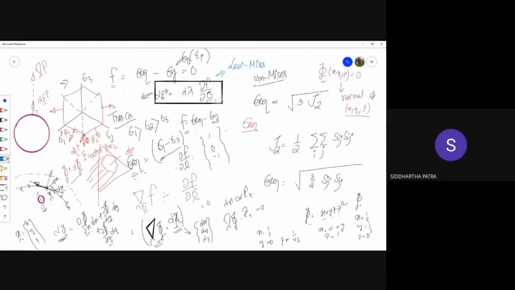I didn't simply give you that relation, that d epsilon p is d lambda times del f del sigma. You'll have to get there. We got there by showing that the plastic strain increment is normal to the yield surface. So this is an important result. You can go through your textbook regarding the Levy-Mises representation.